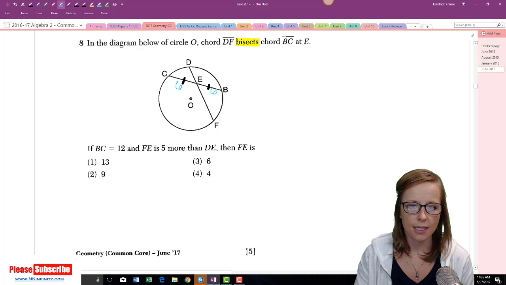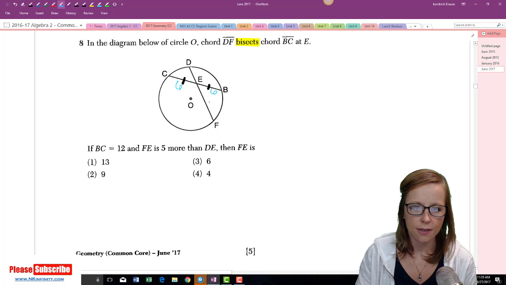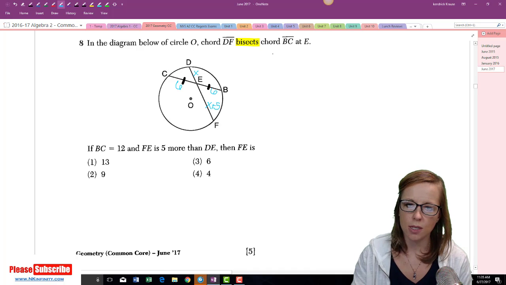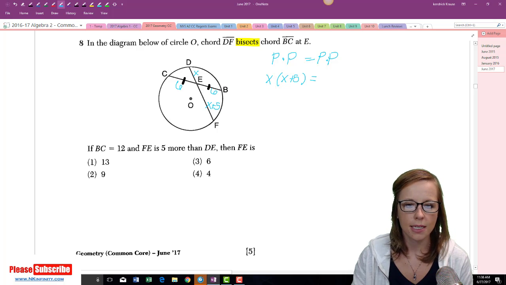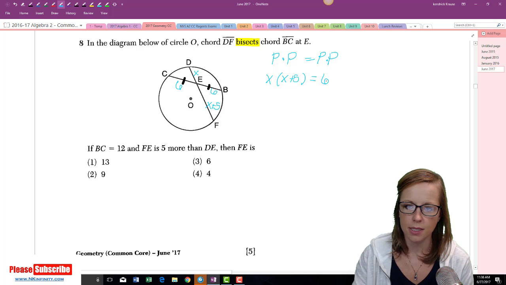F to E is 5 more than DE, so I'm going to call DE x, and I'm going to call FE x plus 5. The property that you need to use here is part times part is equal to part times part for the chords. So the part from D to E times the other part from E to F. So x times x plus 5 is equal to C to E times E to B. So 6 times 6.